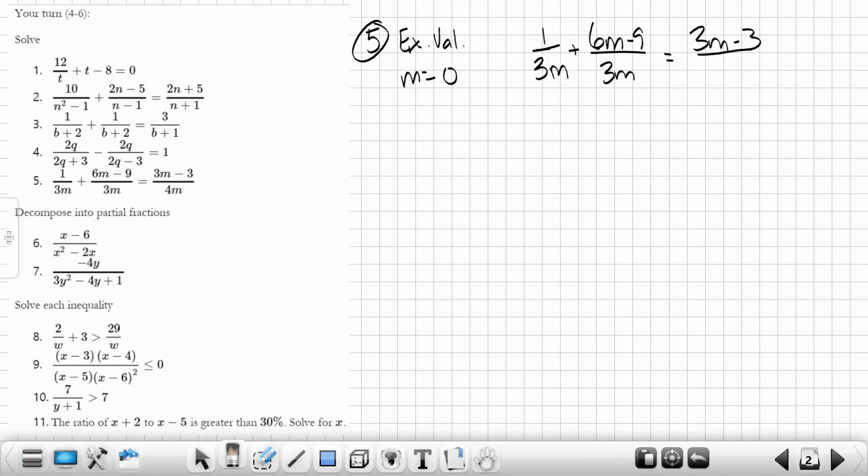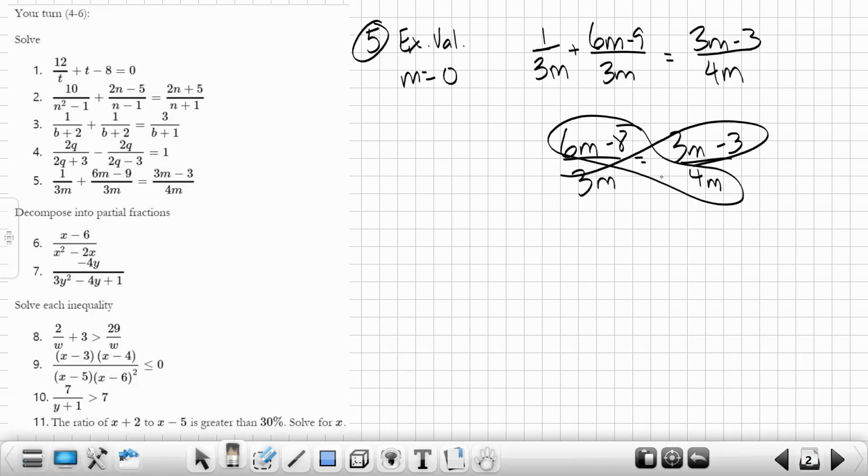Well, actually, I don't need to do a common denominator. I'm going to do it a little differently than I did yesterday, using that cross multiplication rule that I used a second ago, so you guys see a different methodology. Since they have a common denominator, I'm going to get negative 9 plus 1, that gives me negative 8. So I've got 6m minus 8 over 3m is equal to 3m minus 3 over 4m. So I'm just going to cross multiply. I think I could have done that on the last one too.